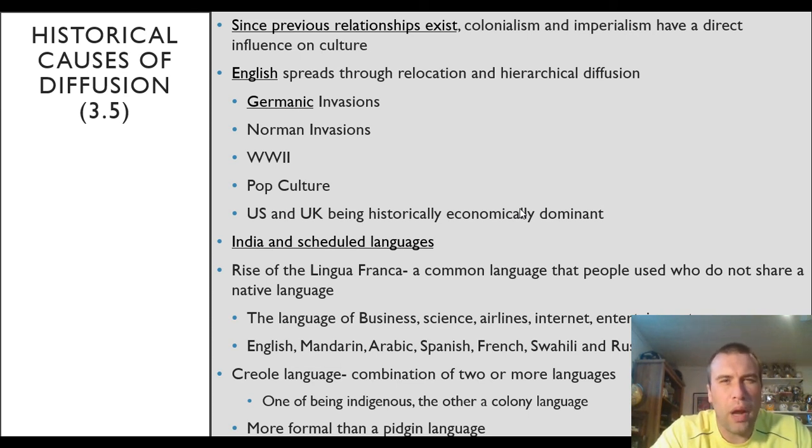What should you know from this? You should probably know the history of how English has become the lingua franca of the world, what is a lingua franca, India and its special role there, and how colonialism and imperialism have impacted the spread of languages.